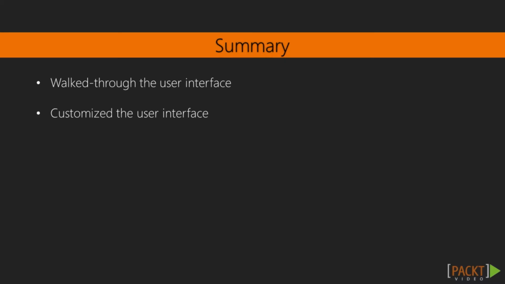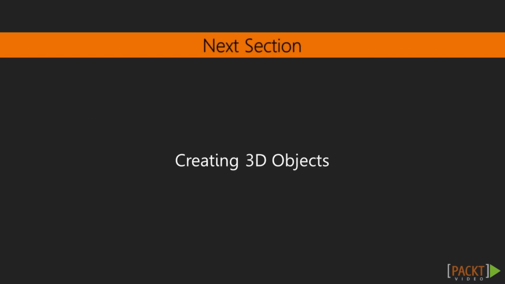In this section, we walked through the user interface. We looked at layouts, we looked at views, and we looked at the transform tools. Also in this section, we covered customizing the user interface so that you could tailor the Unity 5 user interface to your needs. Next up, creating 3D objects.